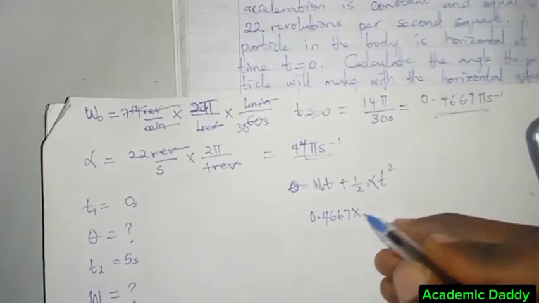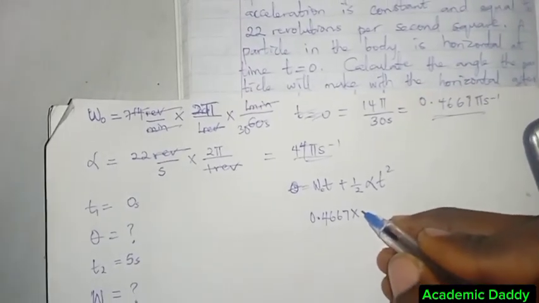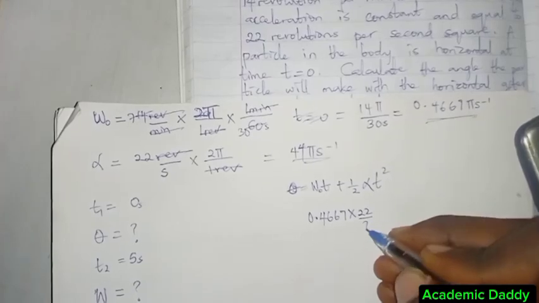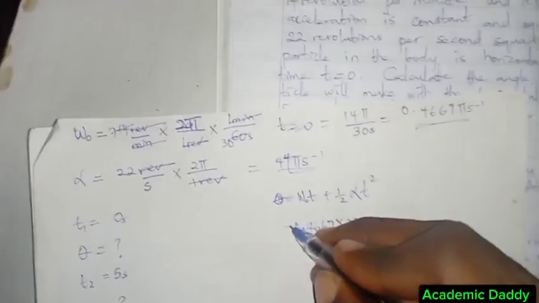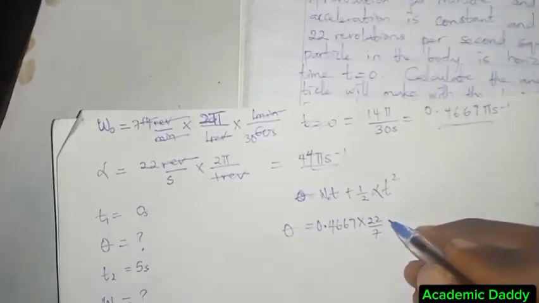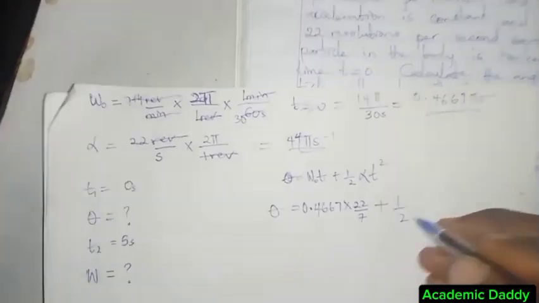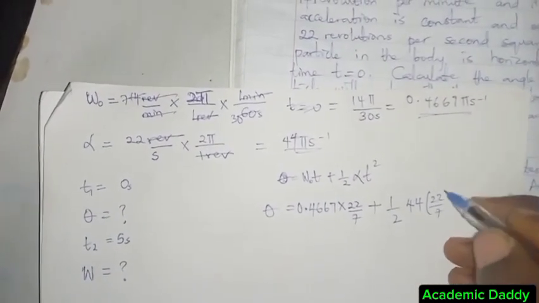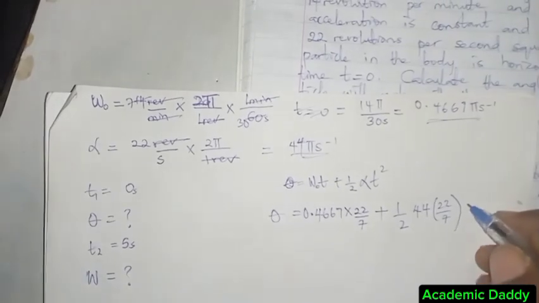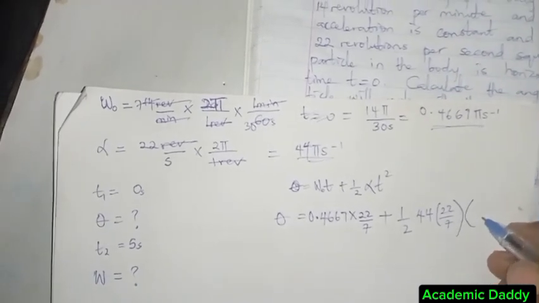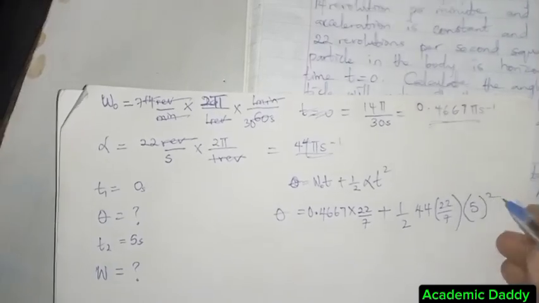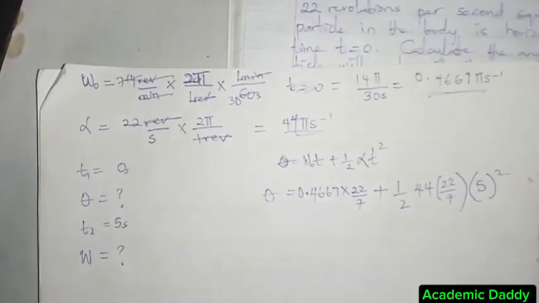667 times 22 over 7, so plus half times 44 times 22 over 7. Then t at that time, that is time of 5 seconds square.